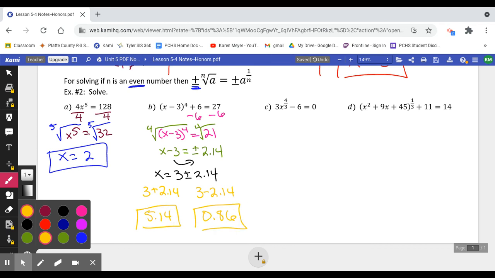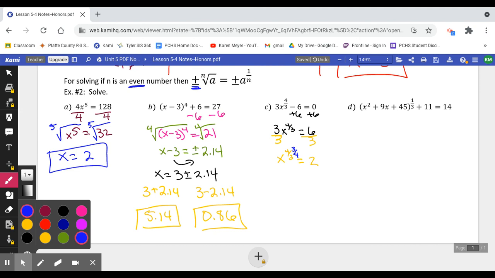All right, now let's get into the ones that have fraction powers. Okay, I still want to get to the variable by itself. So I'm going to start by adding 6. So 3x to the 4 thirds equals 6. Then I want to divide by 3. So x to the 4 thirds equals 2. Now, to get rid of a fraction power, you need to use the reciprocal power. So the reciprocal of 4 thirds is 3/4.